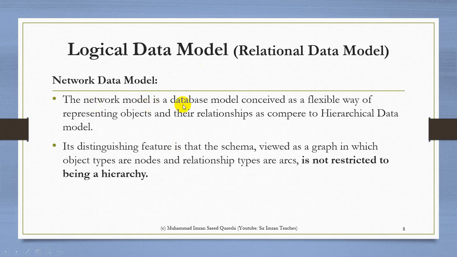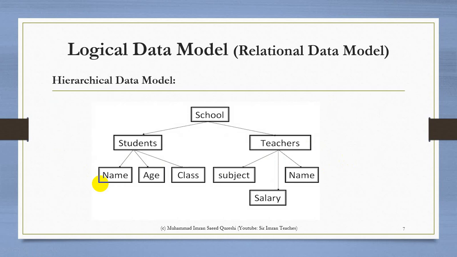The network model is a database model conceived as a flexible way of representing objects and their relationships as compared to the hierarchical data model. Its distinguishing feature is that the schema, viewed as a graph in which object types are nodes and relationship types are arcs, is not restricted to being a hierarchy. So that means there was no concept of only one child and one child having one parent.